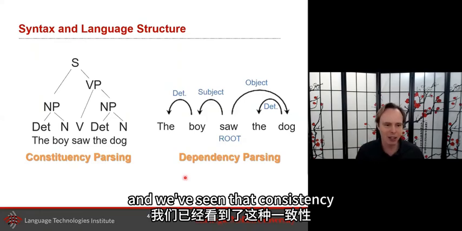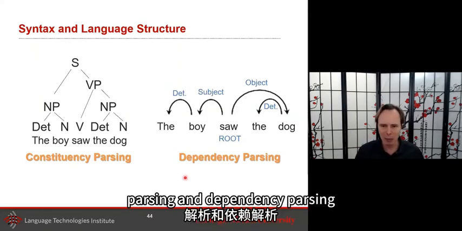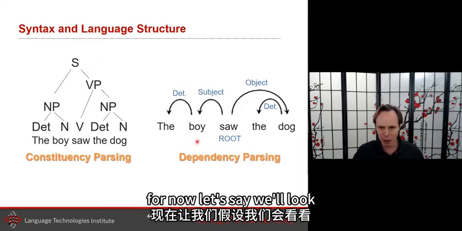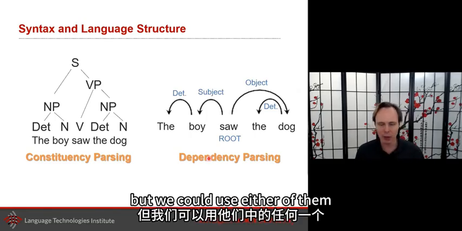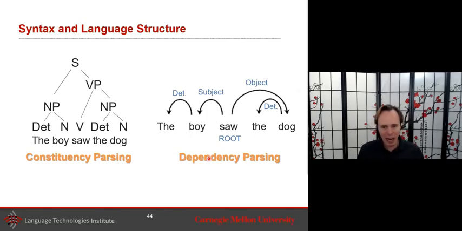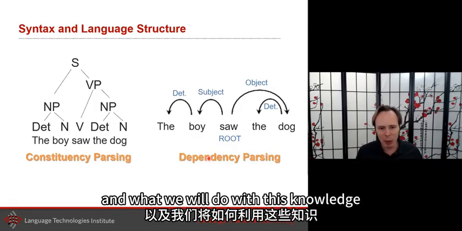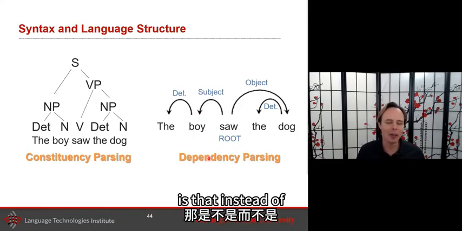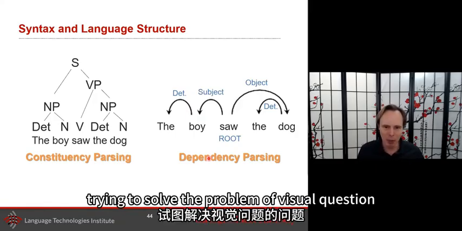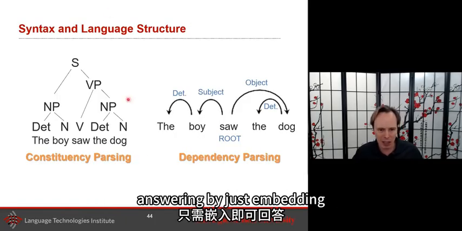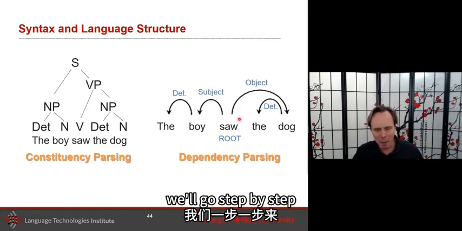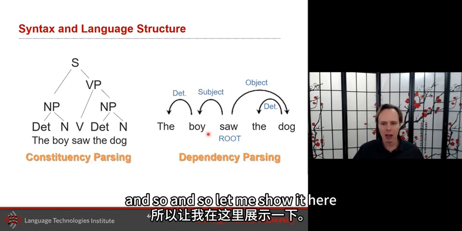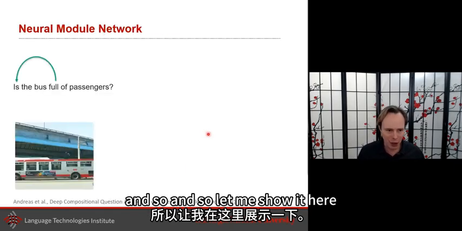We've seen constituency parsing and dependency parsing. For now, let's say we'll look at dependency parsing, but we could use either of them. And what we will do with this knowledge is that instead of trying to solve the problem of visual question answering by just embedding the question directly, we'll go step by step. And so let me show it here.